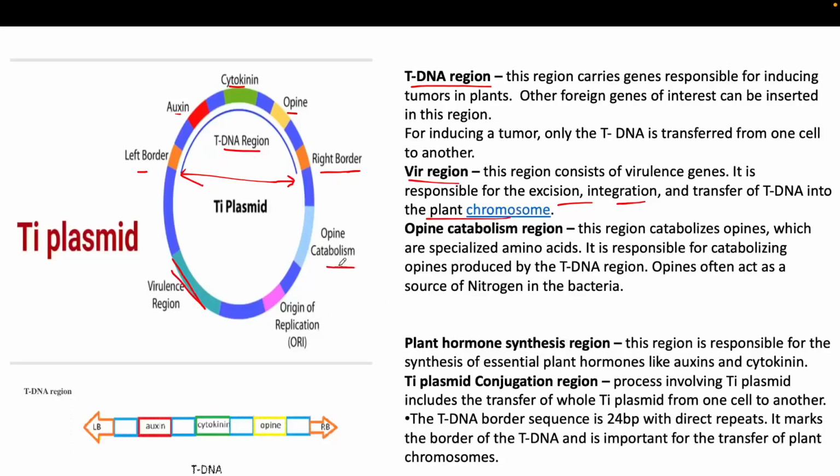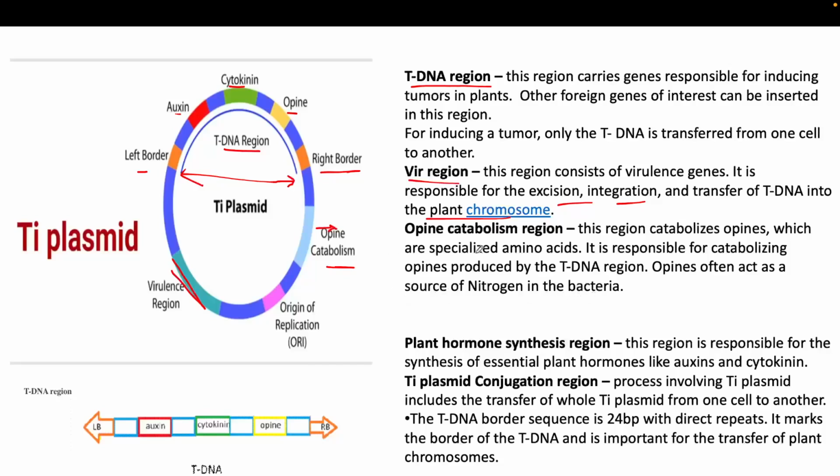Here, the opine catabolism region. So suppose the nopaline type of opine is being produced, then the catabolism will happen by producing the opine catabolism protein. Okay, so this opine catabolism protein is required to catabolize the opine which is produced by this Ti plasmid. Okay, so this region catabolizes the opine, which are specialized amino acids, or we can say it is the nitrogen carbon source. It is responsible for catabolizing opine produced by the T-DNA region, and opine often acts as a source of nitrogen in the bacteria.